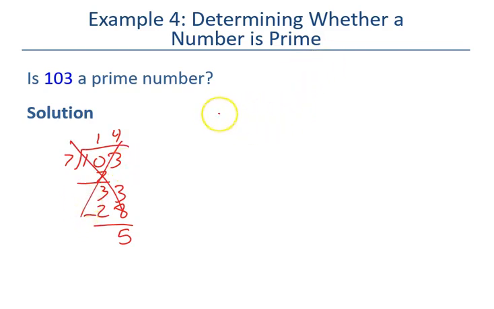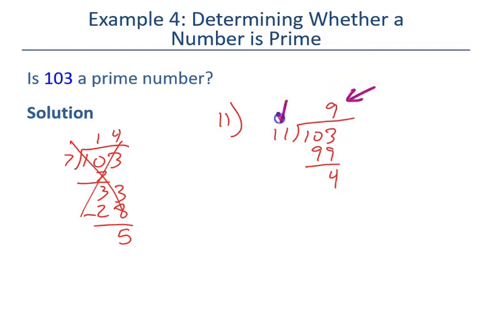So how about 11? Well, we know 11 is a prime number. Let's try this out. Let's do 103 divided by 11. Well, when we start trying that, we can see that 11 will go into 103 9 times. Then we get 99. Subtract that out, and we get 4. That doesn't work as well. And it's worth pointing out here, notice that my quotient is now smaller than my divisor, and so therefore we don't have to worry about anything else.